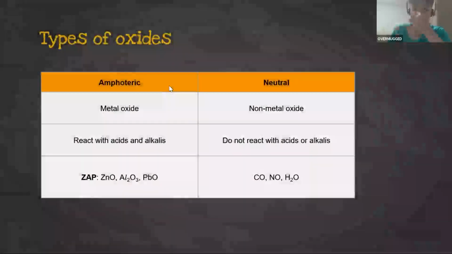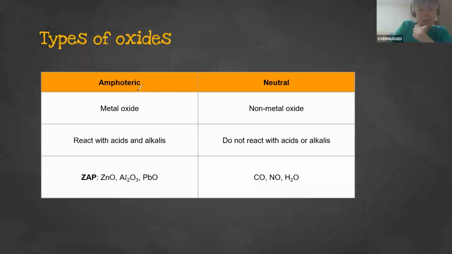Okay, so types of oxides. There are four different kinds of oxides. The first one, amphoteric. Amphoteric oxides are metal oxides and they can react with both acid and alkali. For amphoteric oxides, mainly these three need to be memorized as well. There's this acronym over here, ZEP.